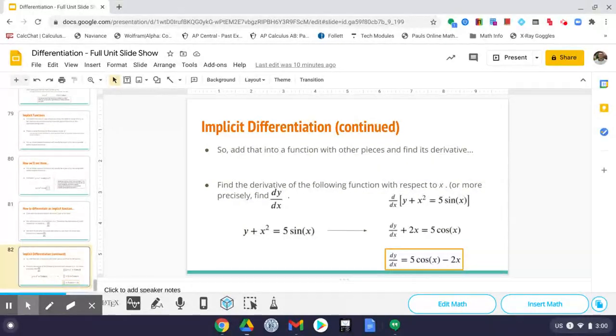So let's jump into an example, all right? And I'm actually going to sort of mix and match here a little bit.